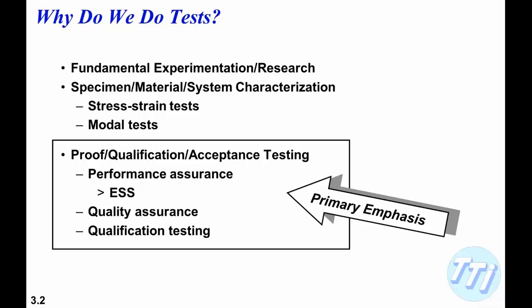Another possibility is specimen or material system characterization, stress strain tests, and one that's in the vibration world is modal tests, where we're trying to come up with a mathematical model of the specimen under test. What we're going to talk about in this section, though, is proof and qualification and acceptance testing, and proving that a device that we're manufacturing will work and is going to work with future models of the same thing. Performance assurance, quality assurance, qualification testing.